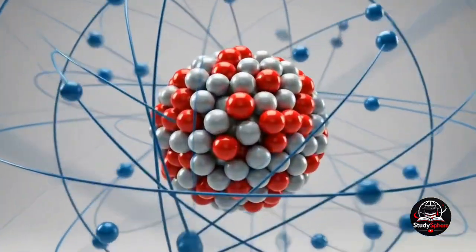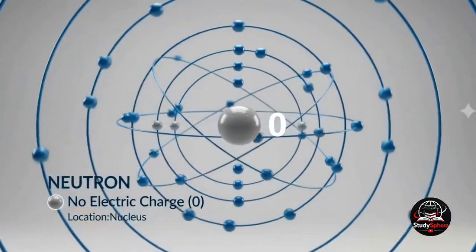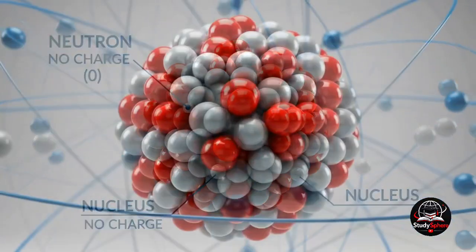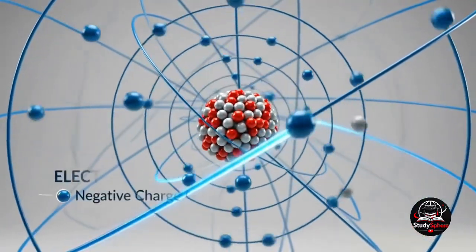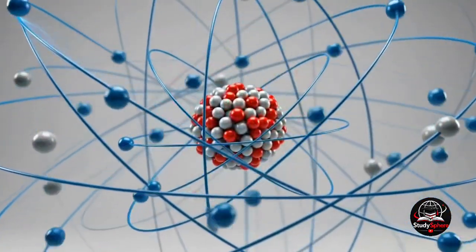A neutron is another particle found inside the nucleus. Unlike a proton, a neutron has no electric charge. Protons and neutrons together make up the dense central nucleus of an atom. Electrons are tiny particles with a negative electric charge. They move around the nucleus in regions called energy levels. Although much lighter than protons and neutrons, electrons interact with each other.